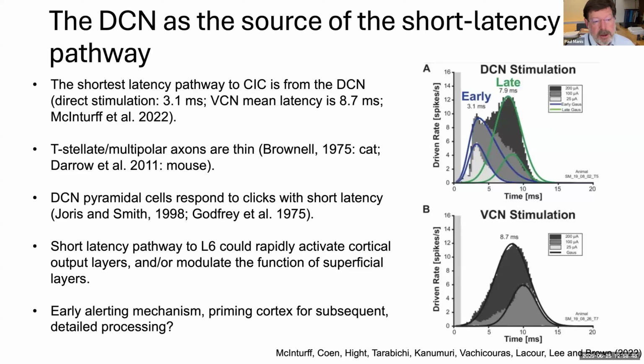In addition, it could serve as an early alerting mechanism, maybe priming cortex for subsequent detailed processing. So the DCN may be involved not just in things that we've been thinking about in terms of spectral processing, for example, sound localization in the elevation plane, but as a pathway that provides an alerting mechanism, perhaps for some kinds of wideband sounds, such as clicks, that can be transmitted up to cortex for further analysis.